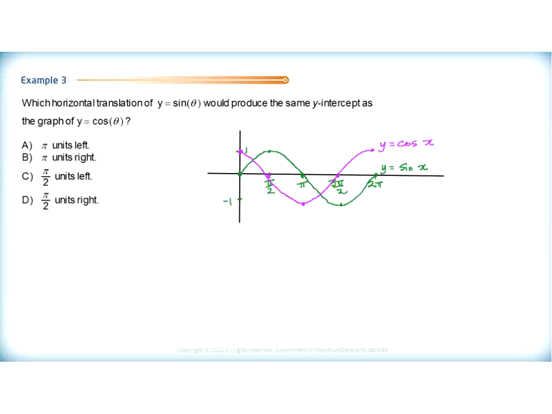So what I'm going to do is pick a point. I'm going to take the point pi over 2 and 1, and I'm going to move it pi over 2 units to the left. Pi over 2 units to the left would produce the same y-intercept as the graph of cosine. So that would be the horizontal translation that I will use in this example. So the correct answer for this multiple choice item is C.